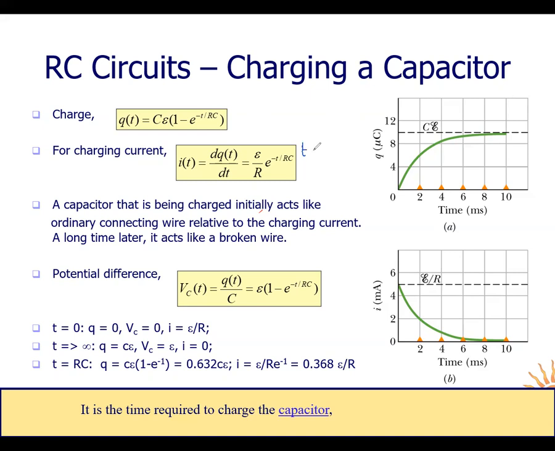And at time equals infinity, I equals epsilon divided by R exponential minus infinity. Okay, exponential minus infinity equals 0. So I at t infinity equals 0. As you see here, it's very important to know how you can plot Q in terms of T and I in terms of T.